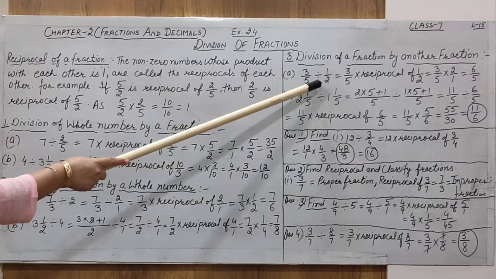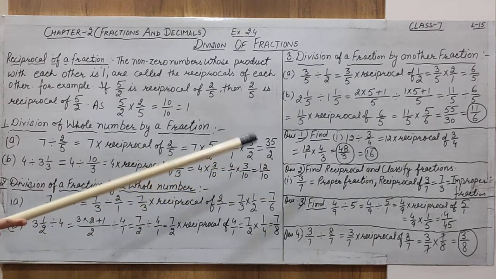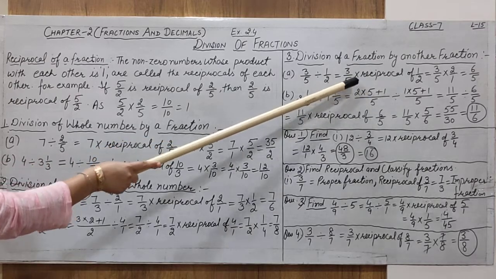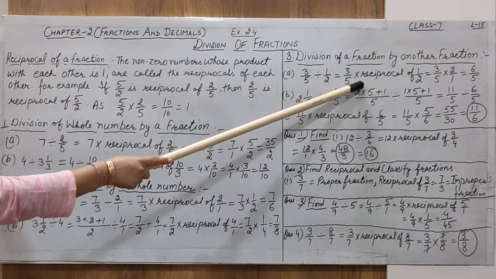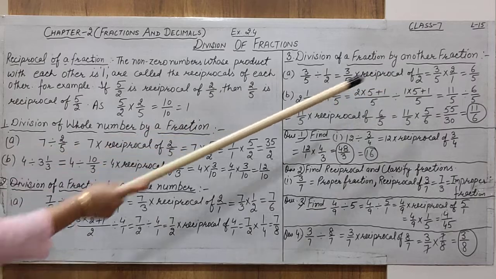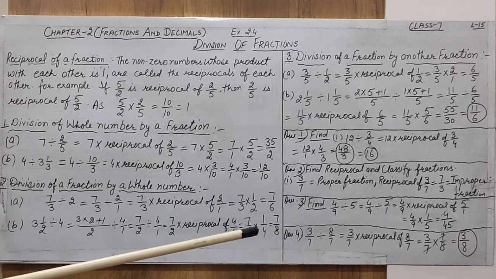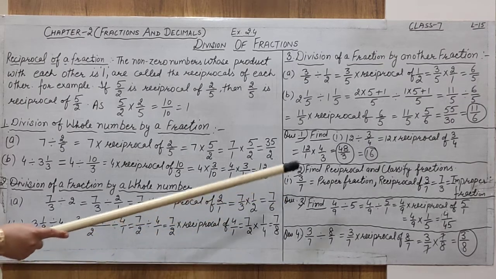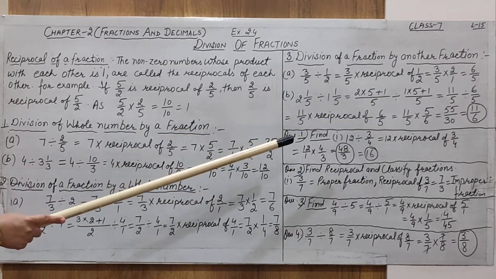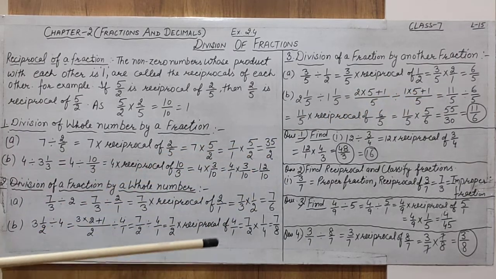So directly use the next step: change the division sign into multiplication and multiply with the reciprocal of 1 by 2. The result is 3 by 5 multiplied with 2 by 1, since the reciprocal of 1 by 2 is 2 by 1. And the result is 6 by 5, because the numerators are multiplied and the denominators are multiplied. Understand?